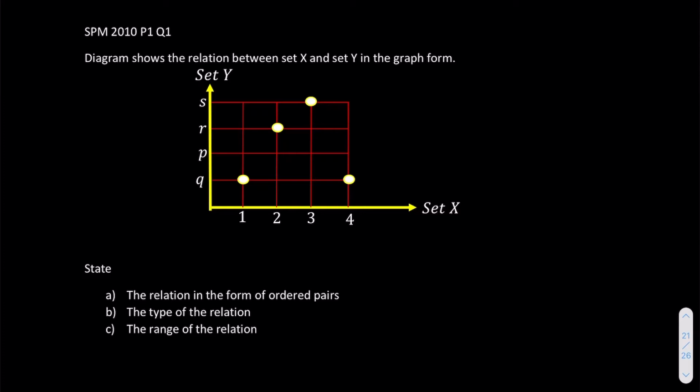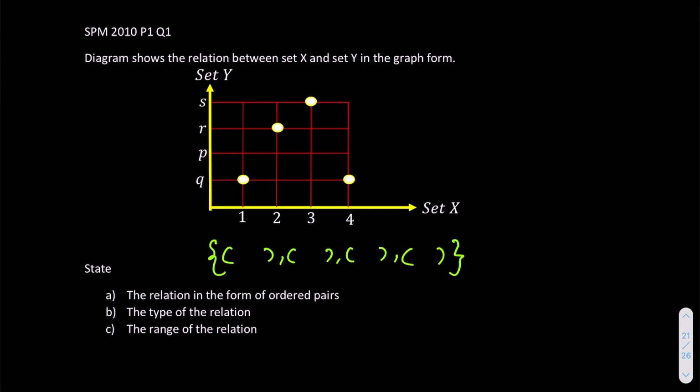So the diagram shows the relation between set x and set y in graph form, and they want us to translate everything in terms of ordered pairs. So we know an ordered pair must be in terms of a set, and then we put everything in coordinate form. It means that each pair, each couple, will be in coordinate form.